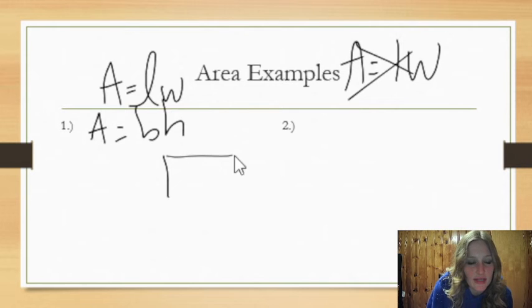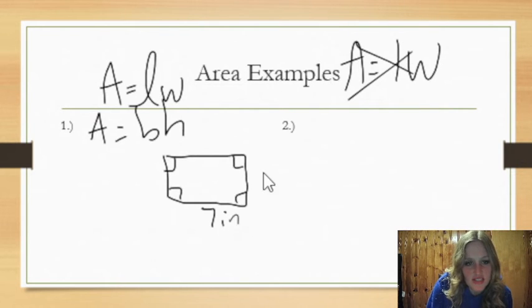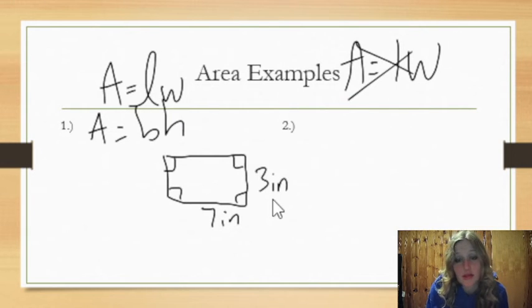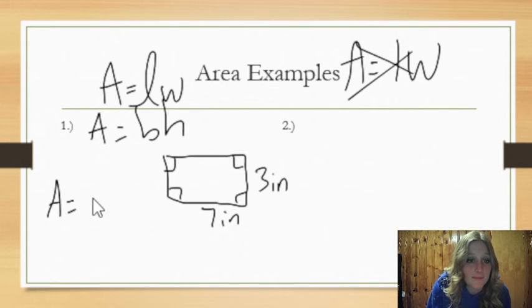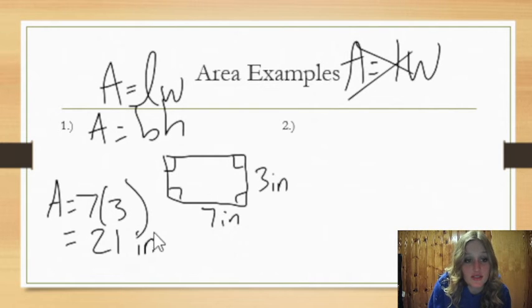And let's say I have a rectangle here. We'll go basic. These are all 90-degree angles, of course, because it's a rectangle. And let's just say this is 7 inches and this is 3 inches. I tell my students, we'll plug and chug. We're going to plug it in, chug it to get my answer. So I got A. My base is 7, and my height is 3. 7 times 3 is 21. That's literally it. 21 inches squared.